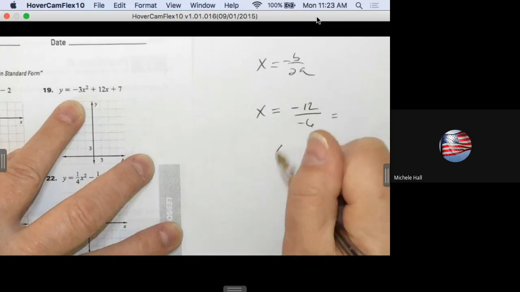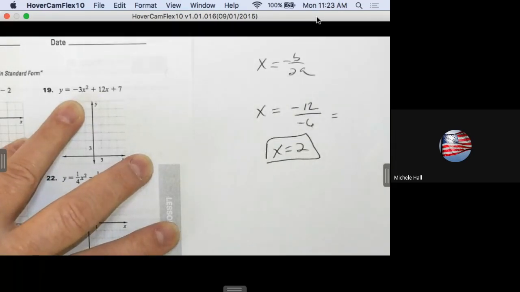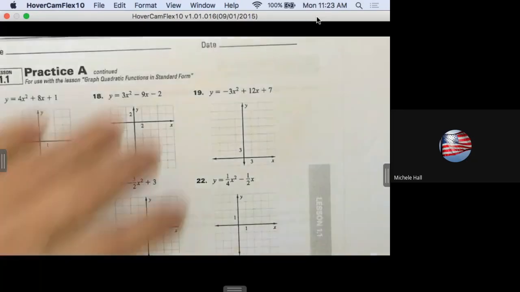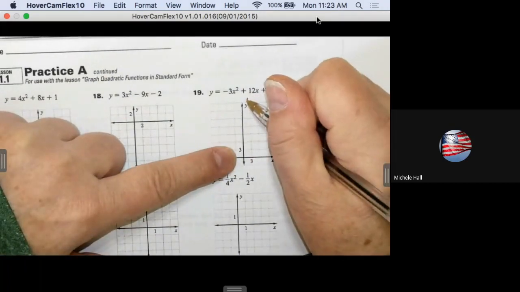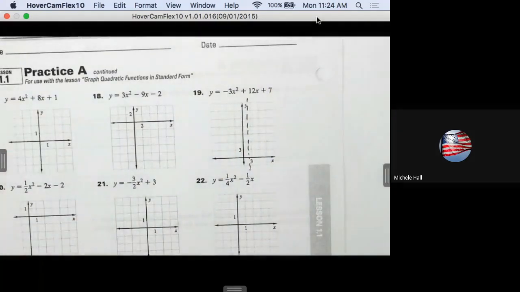And I get that x equals 2. What is that? What did I just find? The axis of symmetry. That means at 2, I would draw a dotted line. It says to label. How do I label that? I don't go AOS and point to it.